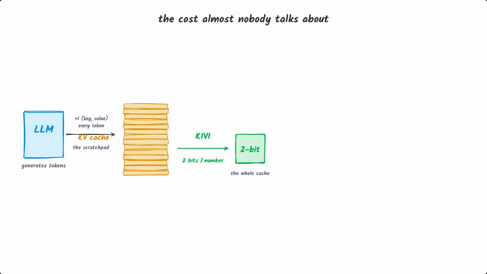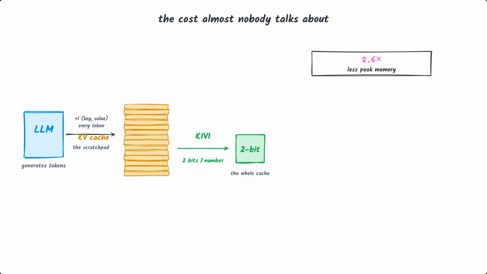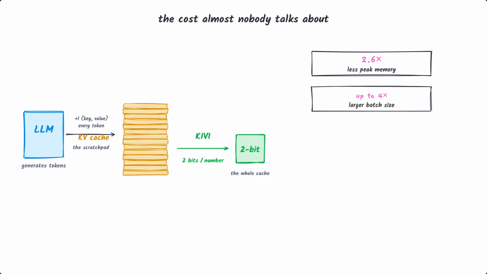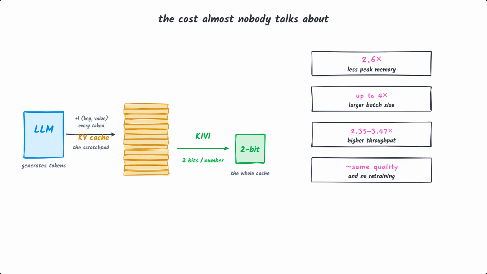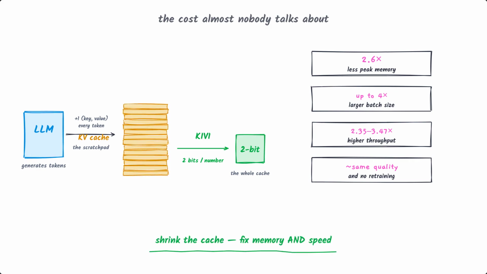KIVI squeezes that cache down to just 2 bits per number, cutting peak memory by about 2.6 times, letting you run up to 4 times the batch size, and boosting throughput by 2 to 3.5 times, with almost no loss in quality and no retraining at all. Let's see how it works.